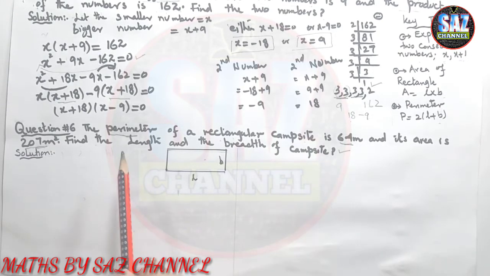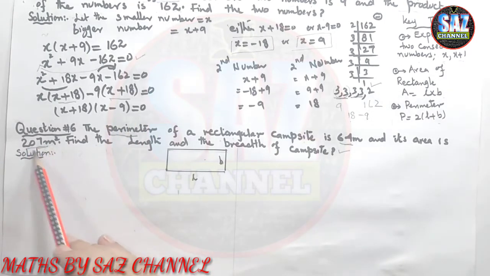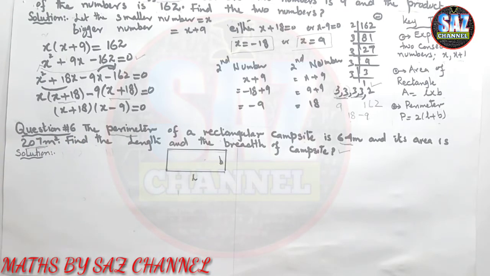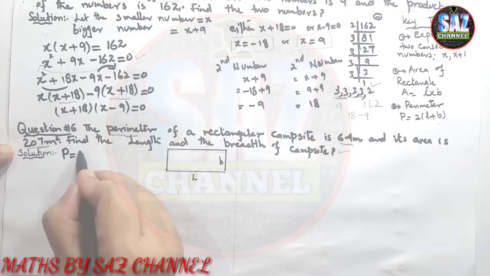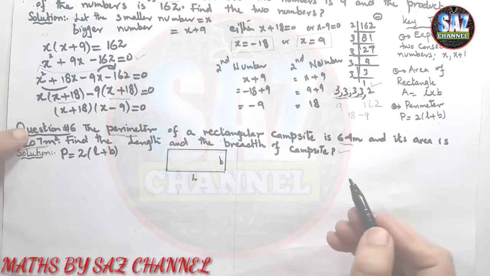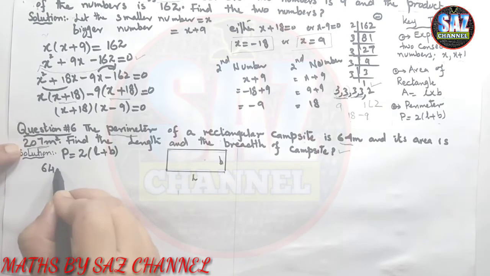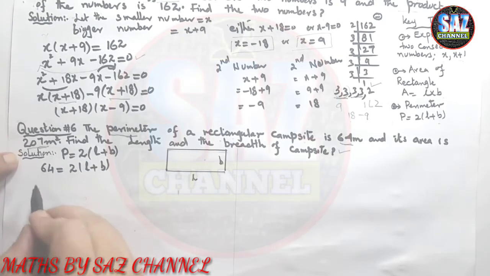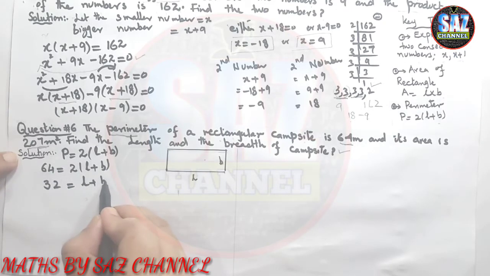There are two pieces of information given. One is about the perimeter and the second one is about the area. So we have to think about the formulas of perimeter and area. We know the formula of perimeter is 2 into (L plus B). Replacing the perimeter value, 64 equals 2 into (length plus breadth). Shift this 2 to the other side, it will become 32 equals length plus breadth.